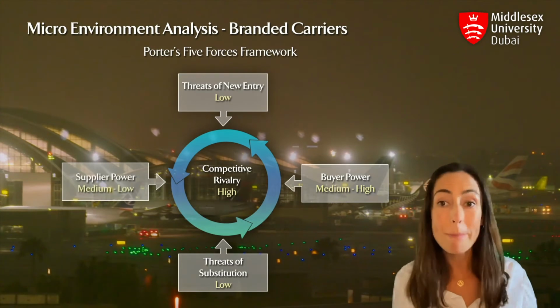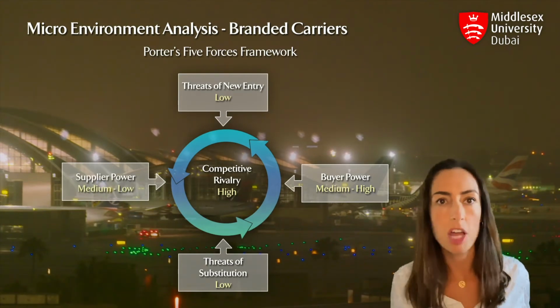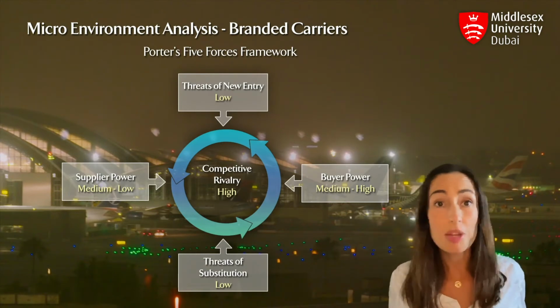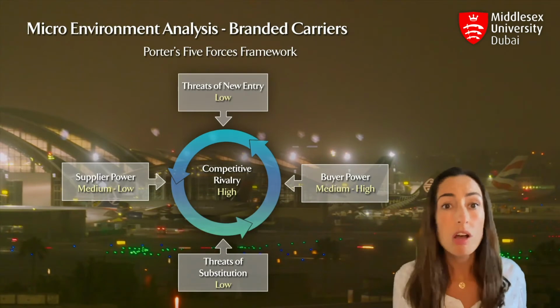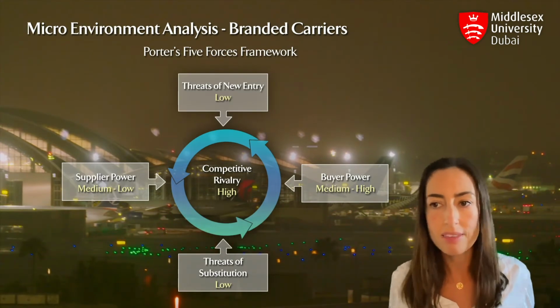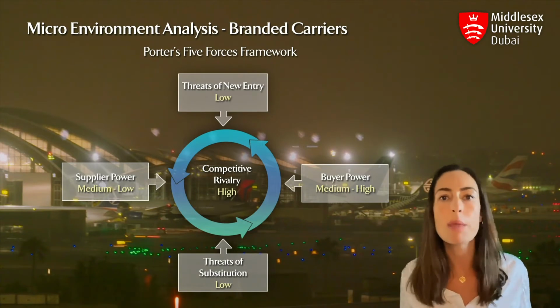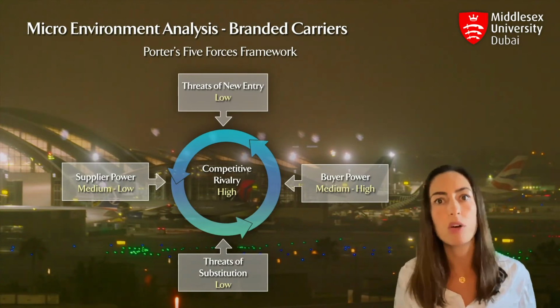Supplier power, medium to low. Airlines can likely find a replacement supplier without a problem if the relationship goes bad or they're just looking for alternative options. In contrast, the supplier is unlikely to find a buyer capable of replacing the sales volumes and the size that maybe Emirates or Etihad are able to offer them and able to give them with their contracts.